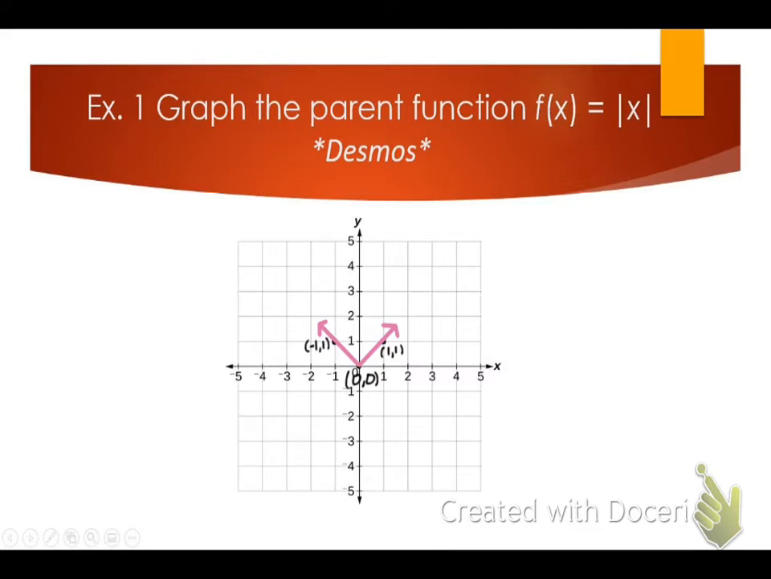Now, somebody in the room may have picked other points. I think there was a point at (-2, 2), and there was a point at (2, 2). That's great. As long as it's on the graph, I don't care what points you pick. But you have to pick points that actually fall on the graph.